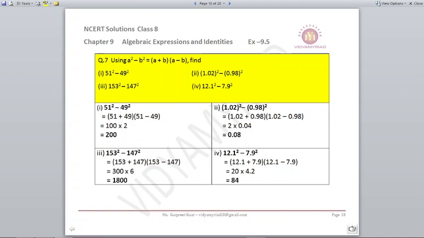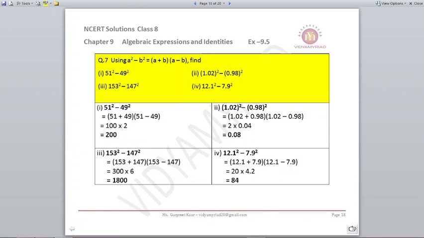1.02 square minus 0.98 square. So a is 1.02 and b is 0.98. So 1.02 plus 0.98 multiplied by 1.02 minus 0.98. So it comes to 2 multiplied by 0.04. So answer comes to 0.08.